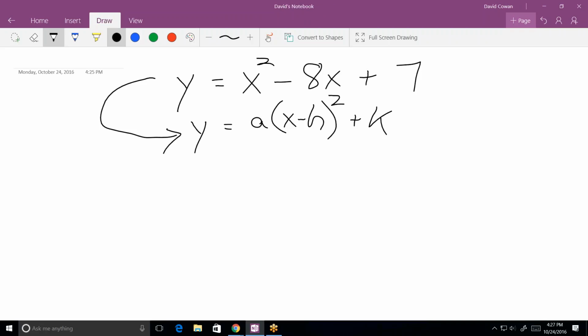The way you do it is you complete the square. When you complete the square, you're going to put parentheses around those.